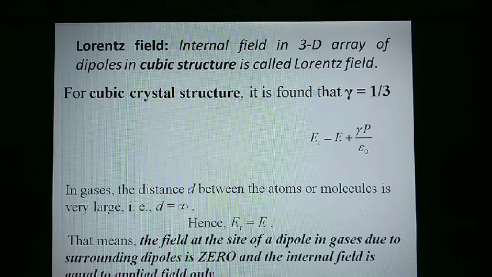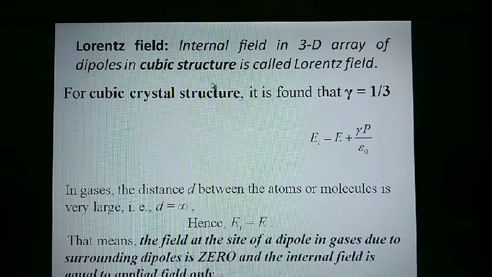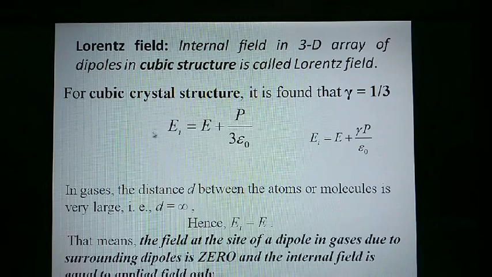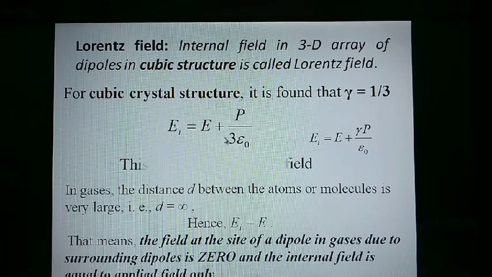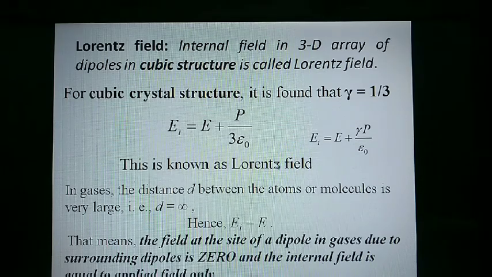It is given in terms of gamma equal to 1 by 3. Lorentz has shown in a theory that gamma is equal to 1 by 3 for the cubic structure. So on substituting gamma value as 1 by 3 in the equation which we derived earlier, we can write EI is equal to E plus P by 3 epsilon naught. So this is known as the Lorentz field or Lorentz internal field.